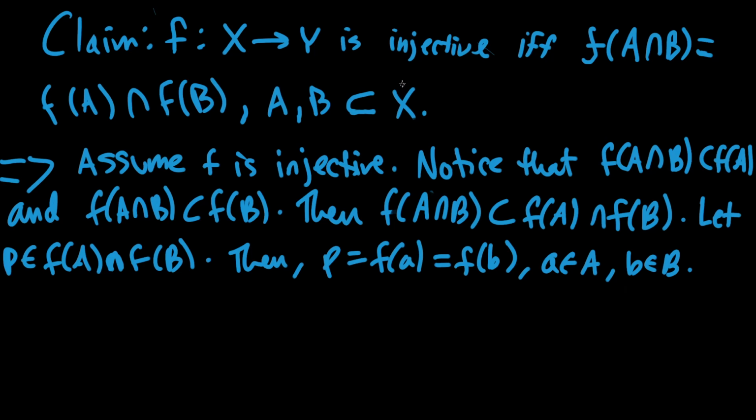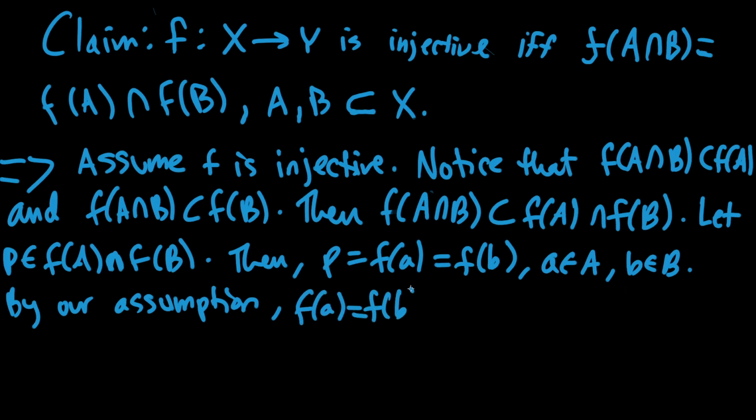And now we're going to go ahead and use the fact that f is injective. So f being injective means that f of a equals f of b implies that a equals b. So let's say that. We'll say by our assumption, f of a equals f of b implies that a equals b. And notice that a and b are from different sets, but they're the same element. They're equal. So they must by definition be a part of A intersect B.